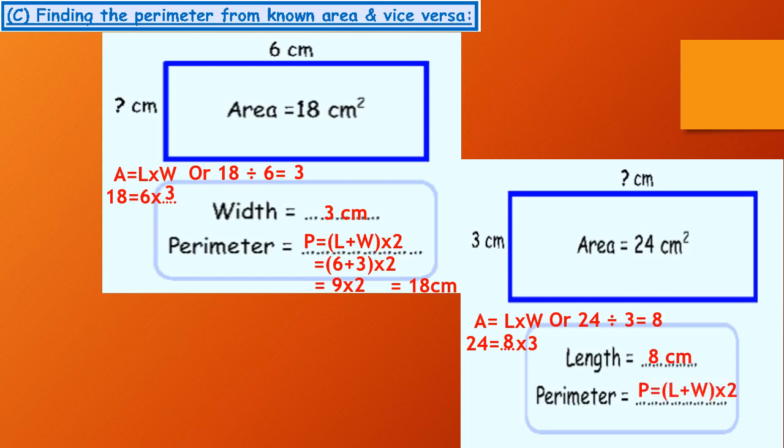The perimeter of this rectangle is length plus width, times 2. 8 plus 3 is 11, times 2. So 11 times 2 equals 22 centimeters.